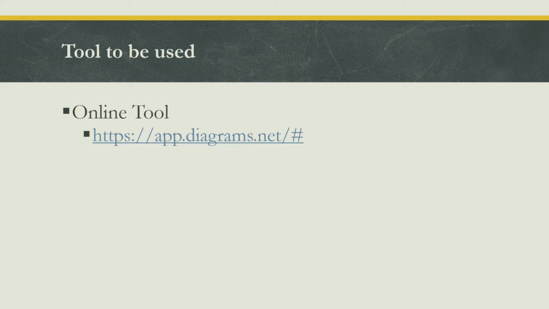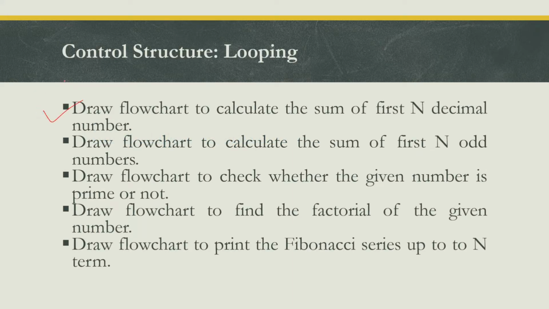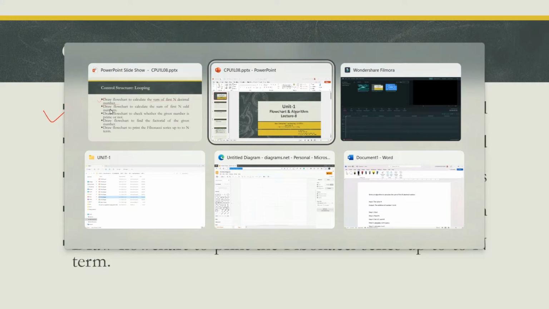app.diagrams.net to draw the flowchart. If you have an algorithm for the problem, it becomes very easy to draw the flowchart of that problem. I told you this when I explained the algorithm. So now let's start with the first problem. What is that problem? Draw a flowchart to calculate the sum of the first n decimal numbers. As I told you, if you have an algorithm for this problem, then it is very easy to draw a flowchart.